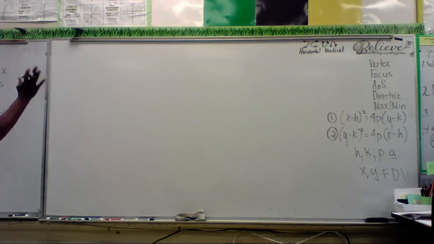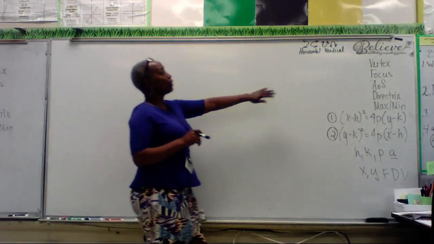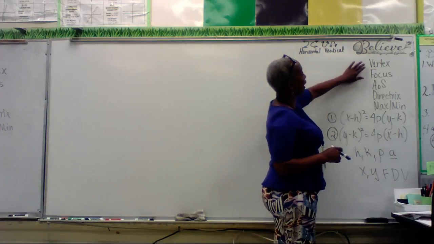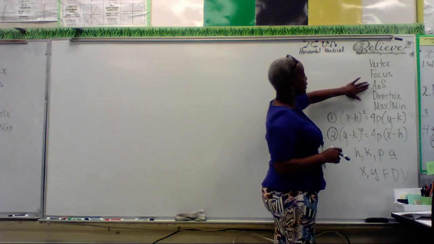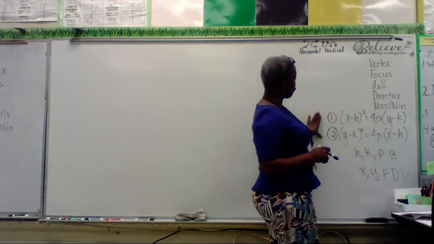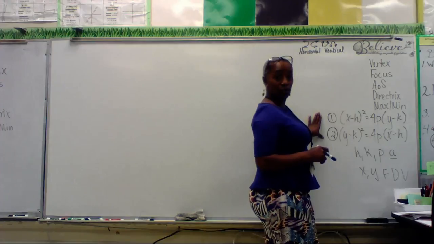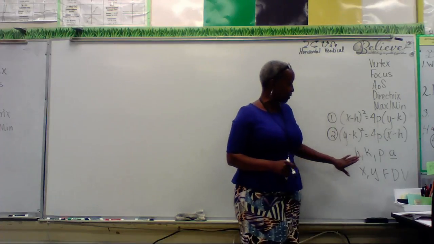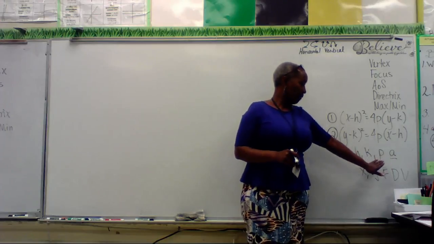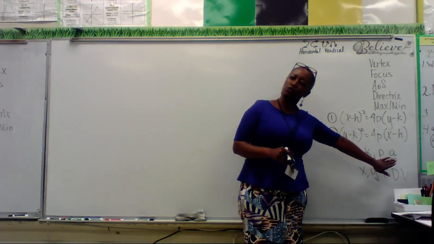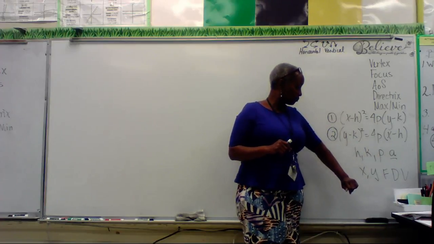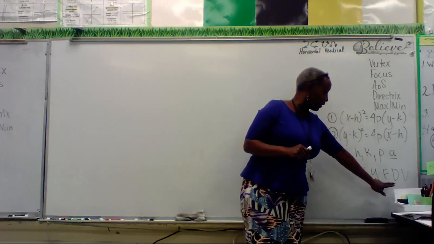We're going to talk about parabolas. We talked about the concept. We talked about them being horizontal, vertical. We talked about being able to look for the vertex, focus, axis of symmetry, the directrix, and the max and min. These were the two formulas that we talked about using, and the letters that we were going to be working with were H, K, P. We're not going to work with A so much right now. We'll work with A maybe Friday, and of course X, Y, F, D, and B.